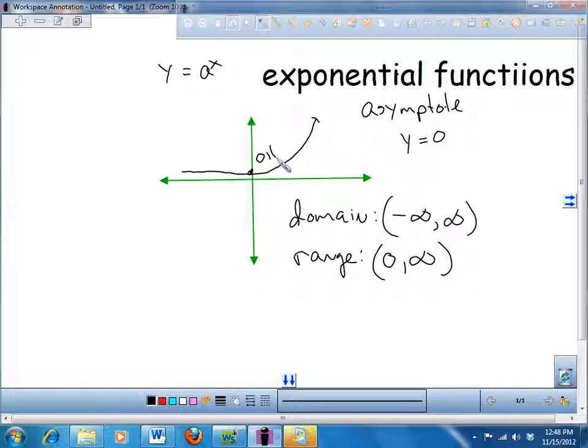It has a point 0, 1. It also has a point 1, comma, if I plug in 1 in here, what do I get out? A. It'll have a point 1, comma a. So if, for instance, instead of being a to the x, it were like 2 to the x, it would have the point 1, comma 2, right?